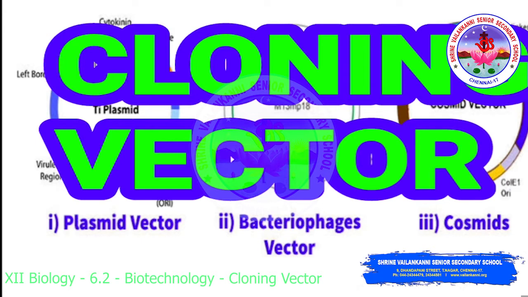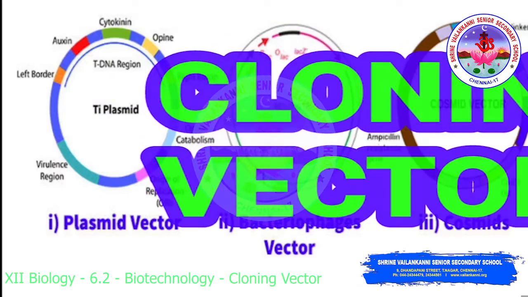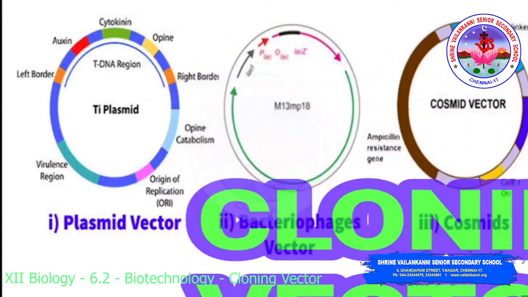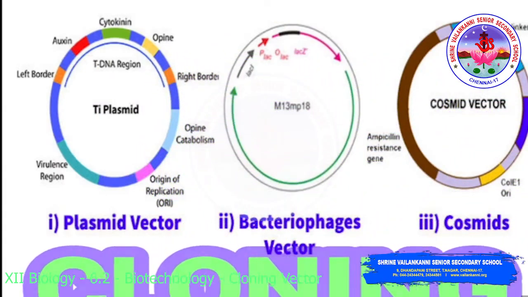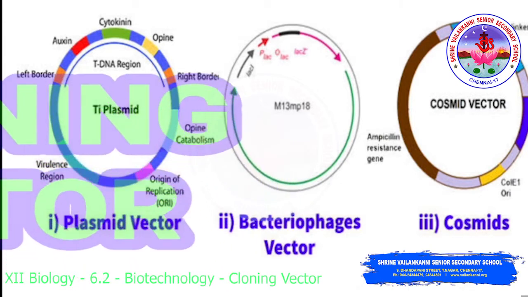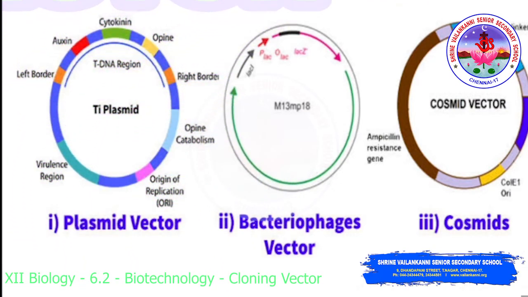The cloning vector may be DNA taken from a virus, the cell of higher organisms, or the plasmid of a bacterium. Here in this snap you can see the types of cloning vector: the plasmid vector, the bacteriophage vector, and others. In upcoming classes we are going to discuss these briefly.